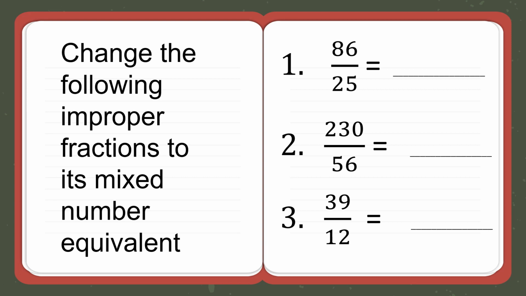Number 2. 230 over 56 is equal to blank. Number 3. 39 over 12 is equal to blank.